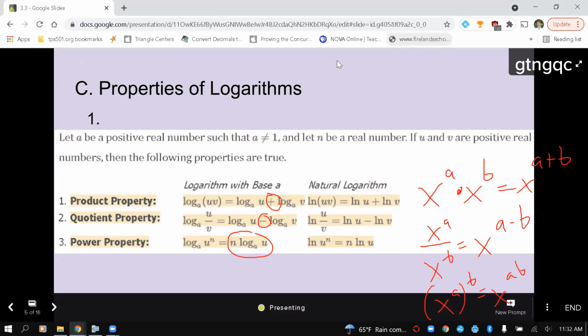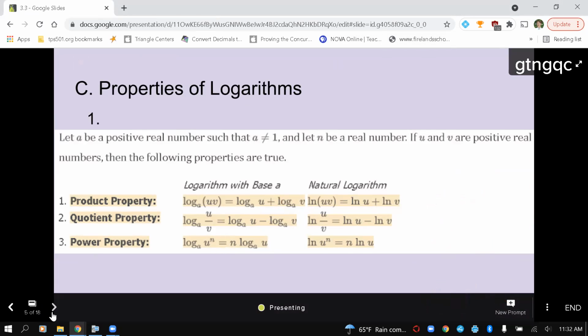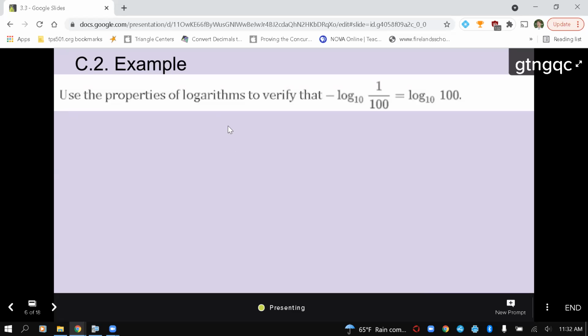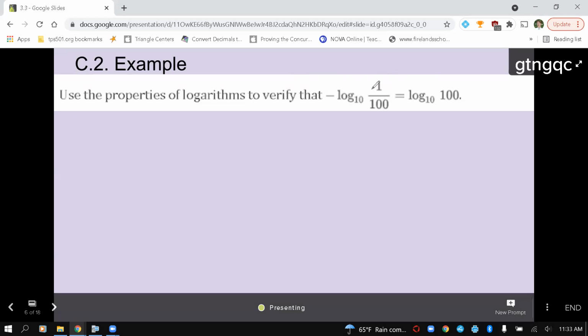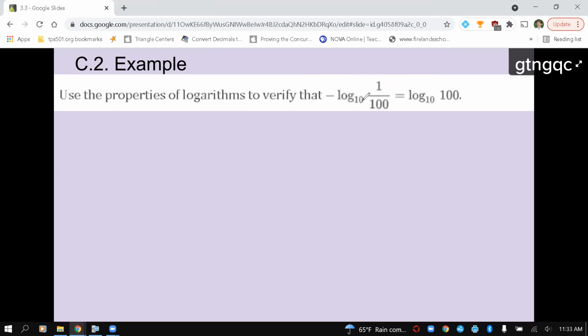All right, here are the 3 types of problems you'll see on the website. First, to verify that one log is the same as another. Show that negative log base 10 of 1 over 100 is the log base 10 of 100. We're going to do that by first rewriting this value as a power. 1 over 100 is the same as 10 to the negative second.